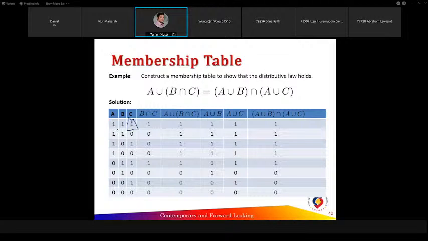So when you construct a table like this for the membership table, there must be a certain number of rows. The number of rows is determined by the number of sets that you have here. Remember this is all using capital letters, since they are in uppercase, so they are different sets. We say this is set A, this is set B, this is set C.